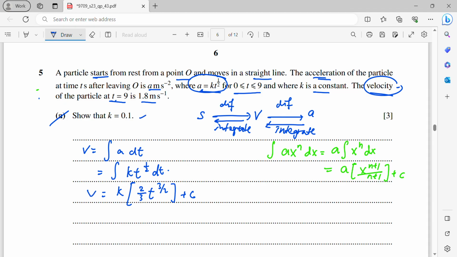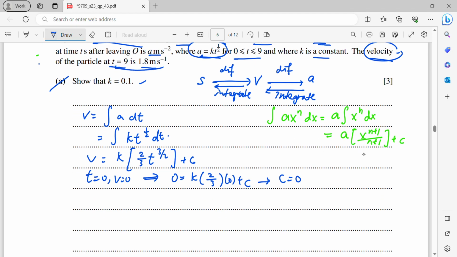So before you get the k, you must understand that it starts from rest. So when it starts from rest means that the t equals 0, the v equals 0. Then from here, 0 equals k times 2 over 3 times 0 plus c, which means my c is 0. Okay, then now we will use these two values to get the k value. So now my v is basically 2 over 3 k times t to the power of 3 over 2. That's it, because your c is 0.